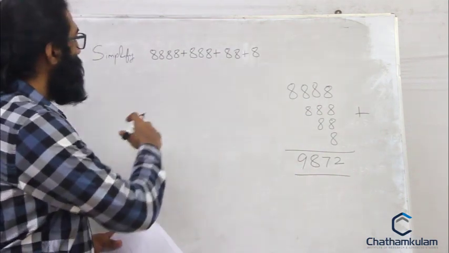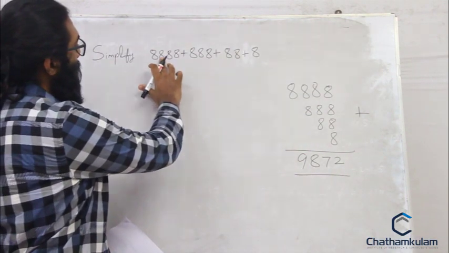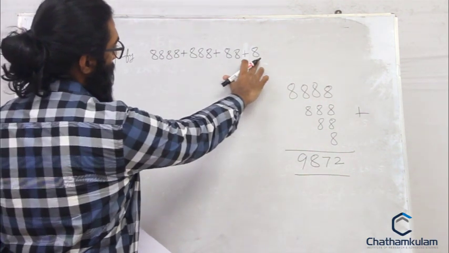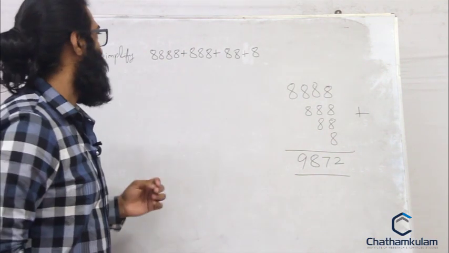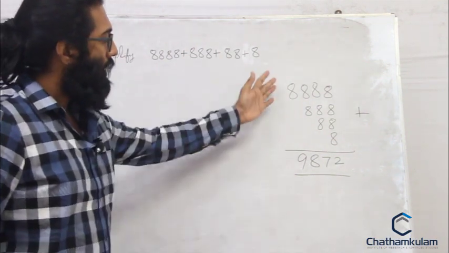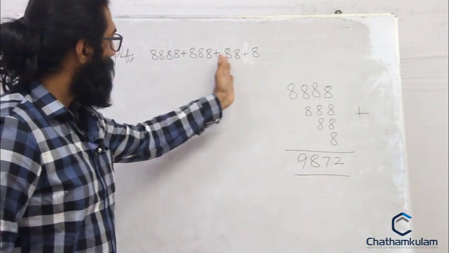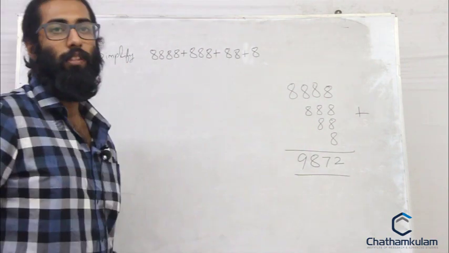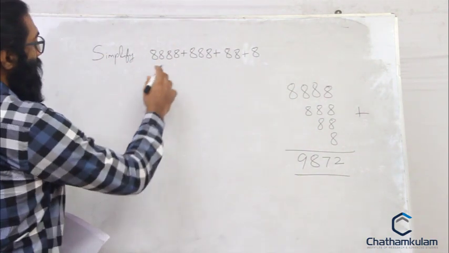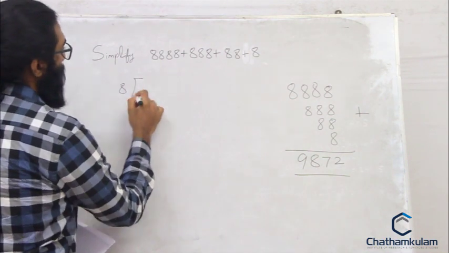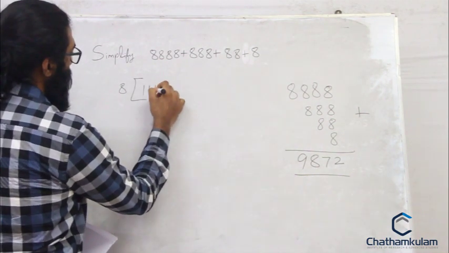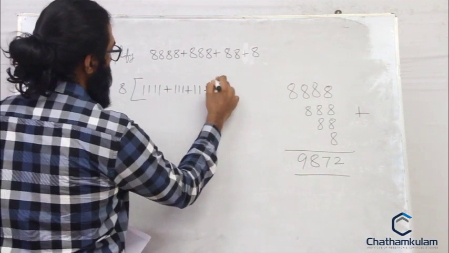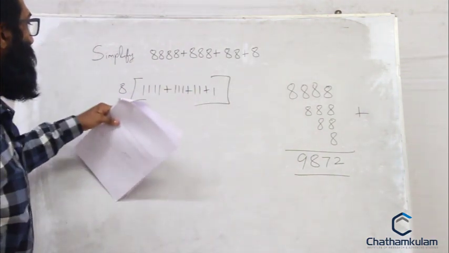The next question is simplify 8888 plus 888 plus 88 plus 8. So this is a simple problem. All we have to do is add all the things that are given in the question. But I am here to give you a quick way to solve this problem. First, we take the 8 as a common factor. So we get 1111 plus 111 plus 11 plus 1. This is what we get when we take 8 as a common factor.